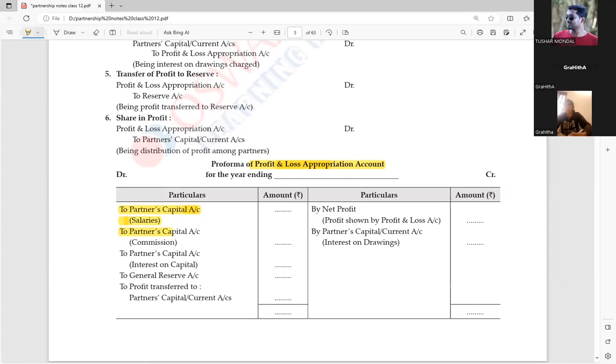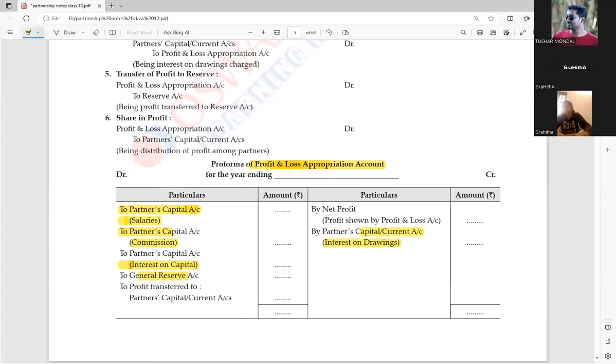Next: profit and loss appropriation account debit to commission account. Profit and loss appropriation account debit to interest on capital account. Profit and loss appropriation account debit to general reserve. That also I can make. And on this side, partners capital or current account debit to profit and loss appropriation account. Indirectly, interest on drawings account debit to profit and loss appropriation account. Correct?